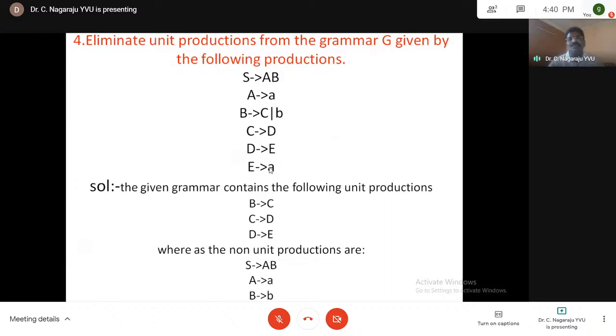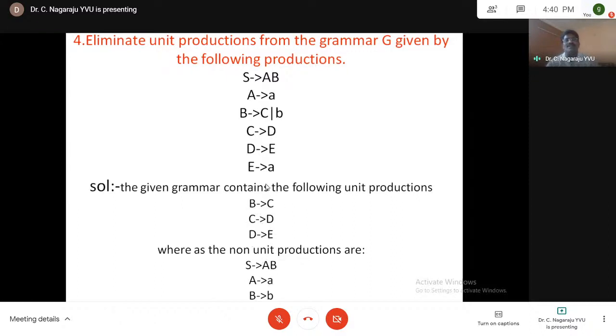But if these are unit productions, then they are of no use. D is equal to E: D is a non-terminal and E is a non-terminal, so no output will be generated. C can have the form of D: C is a non-terminal and D is also a non-terminal, so they cannot have any use. B can have the form of C, which is also a unit production, so it is also not useful. That's why these are unit productions. B can have C, C can have D, and these are the useless ones and these are the useful ones.